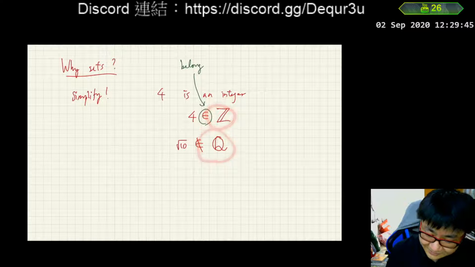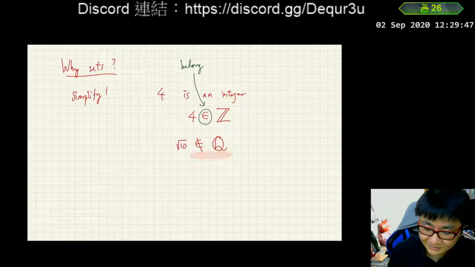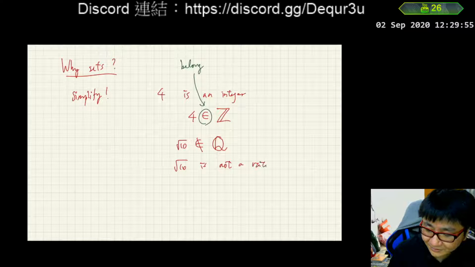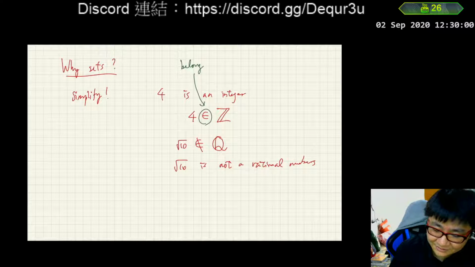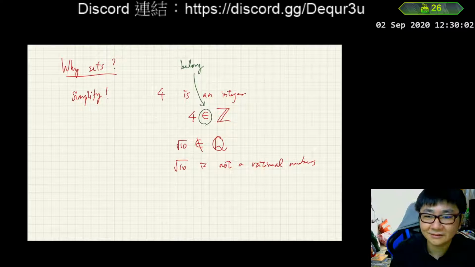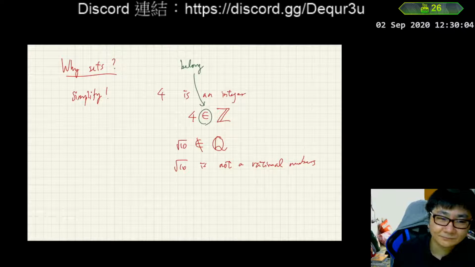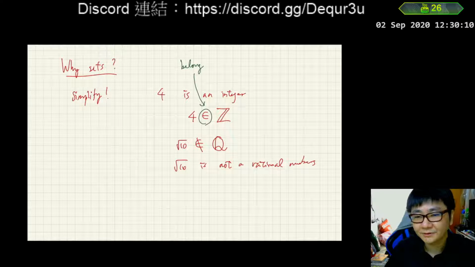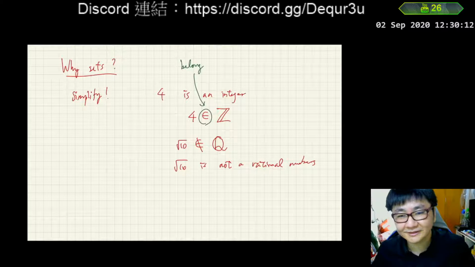And why do we use sets? We want to simplify our notation. If you want to say this sentence in full, it will be like square root 10 is not a rational number. That is really long, and we can use a short symbol to show this idea. And that's also, we can say, our first part of our M2 things, to get used to symbols. Okay, is it okay?